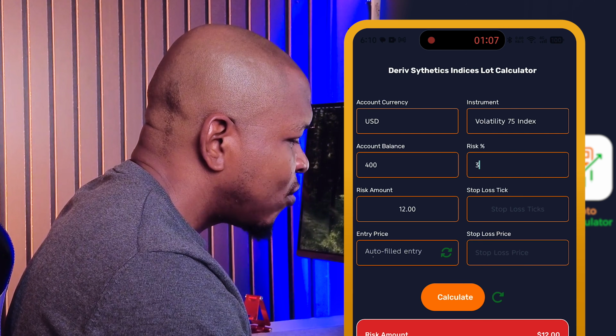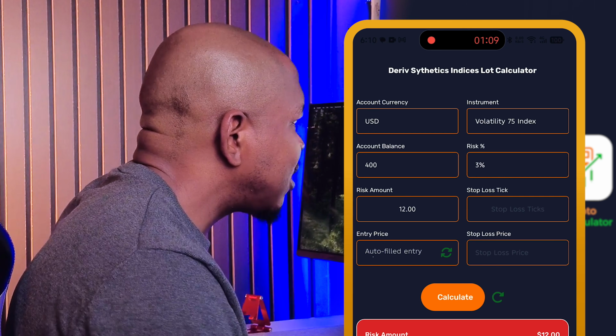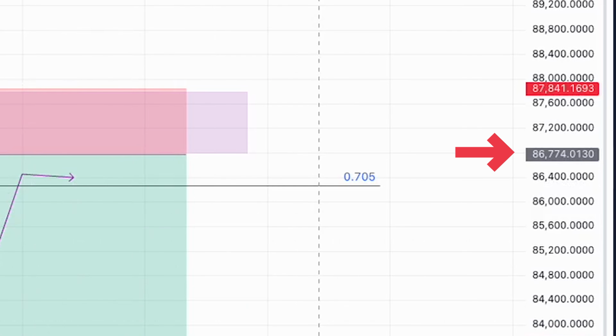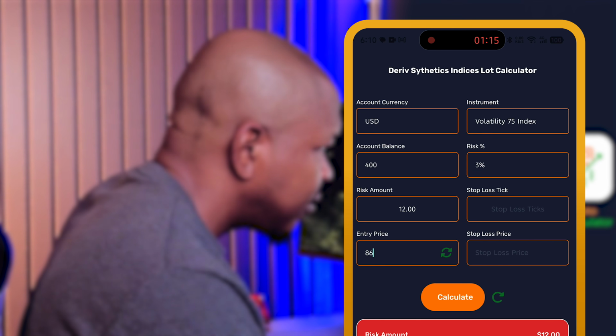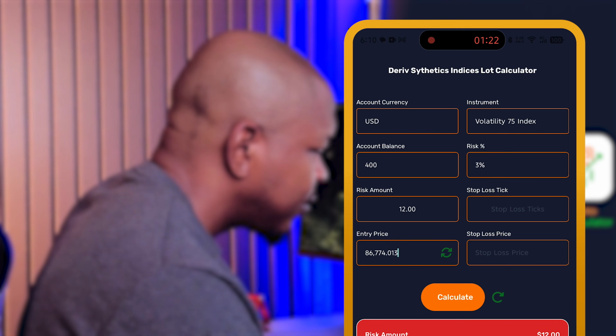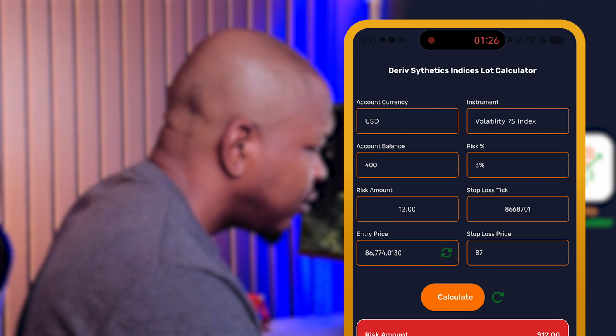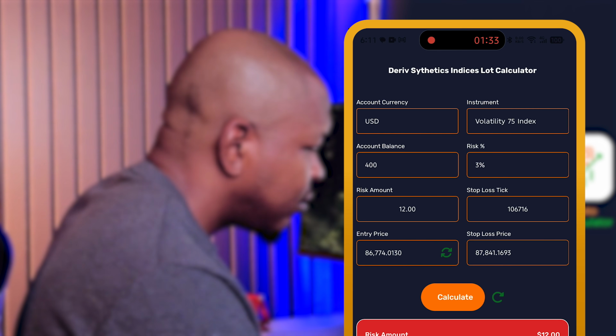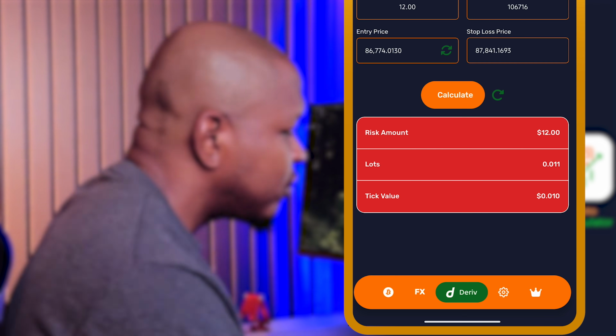So then on that entry, I'm going to enter my entry price, which is this one here in gray, 86774.0130. And my stop loss, I'll enter 87841.1693. Then I'll just go ahead and click on calculate. So my lot size is 0.011.